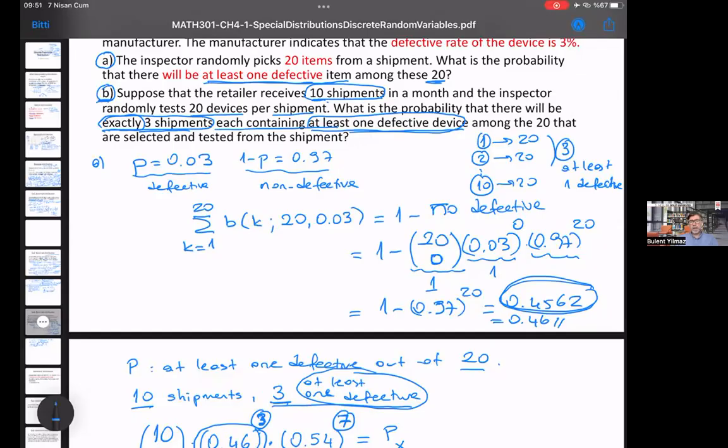This time, I have 20 shipments, and shipments have a kind of probability of having at least one defective. In the previous one, I have 20 items, and out of these 20 items, I have at least one defective item. Okay? So that's something that you should be careful about.